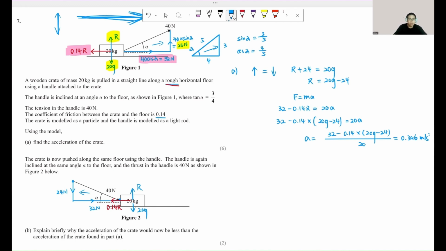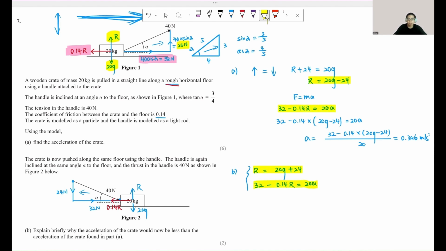So for the force in the vertical direction, same as before, up equals down. So up would be R, and then down would be 20g plus 24. And then the force in the horizontal direction has to be F equals ma. So the force in the moving direction is 32, and the force opposite to the moving direction will be 0.14 R. So that's equal to mass times acceleration. If we compare to the previous one, we can see R before is 20g minus 24, and now R is 20g plus 24. And then the F equals ma equation is still the same.